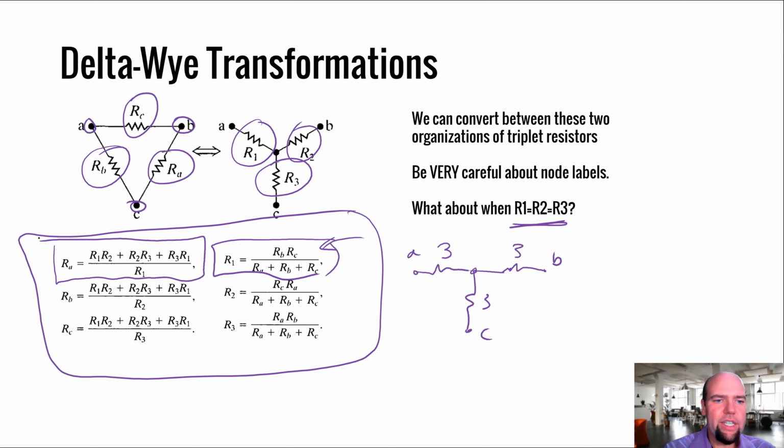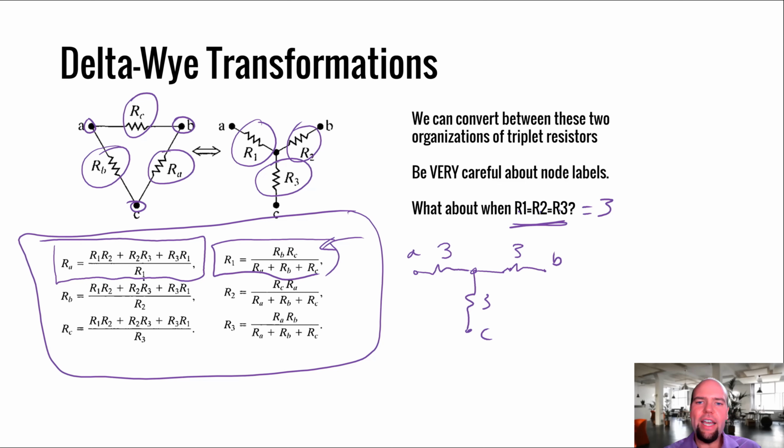The delta equation says that RA is going to be, now luckily we say R1 equals R2 equals R3 in my example. These are all the same and they're all 3, so this equation is going to be 3 squared plus 3 squared plus 3 squared, so that's going to be 3 times 3 squared divided by 3. So it's going to be 3 times 3, it's going to be 9. And that's going to be true for all of them.